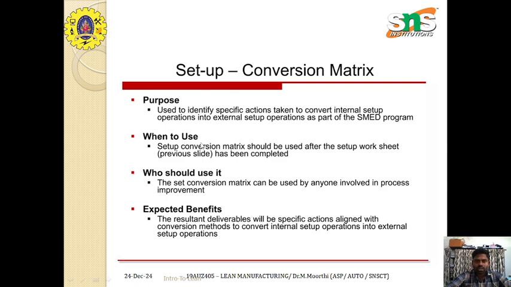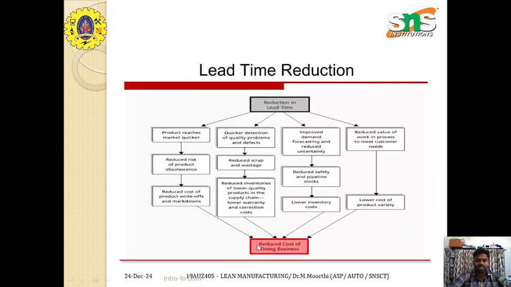When to use: the setup conversion matrix should be used after the setup worksheet has been completed. While implementing anything new in the existing system, we have to know the purpose, when to use it, who should use it, and finally the expected benefits. The expected benefit, in the form of the resultant deliverable, will be specific actions aligned with conversion methods to convert internal setup operations into external setup operations.